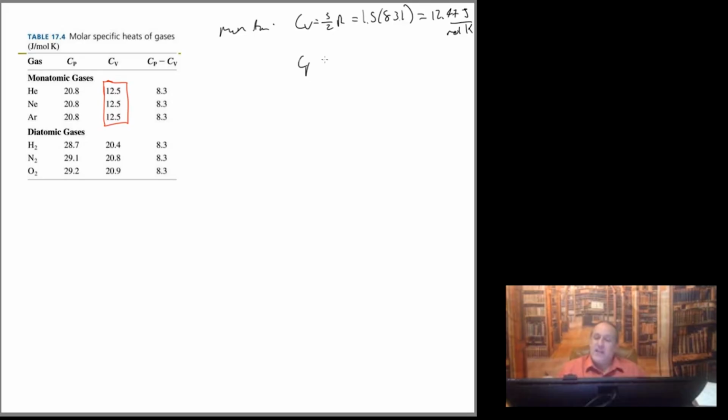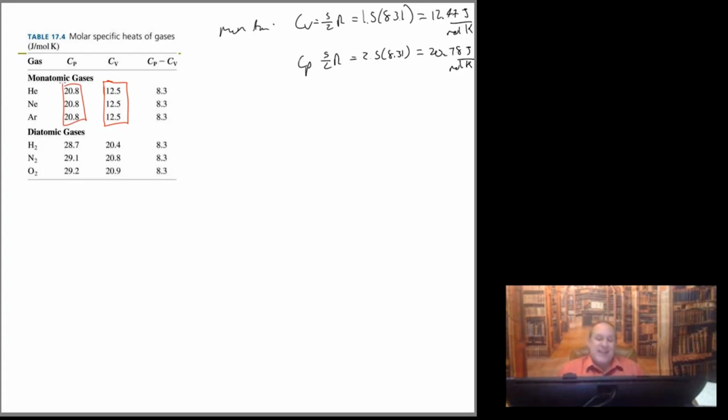The CP is going to be 5/2 R. That's 2.5 times 8.31. And that's 20.78. Again, it tracks very nicely with my data.